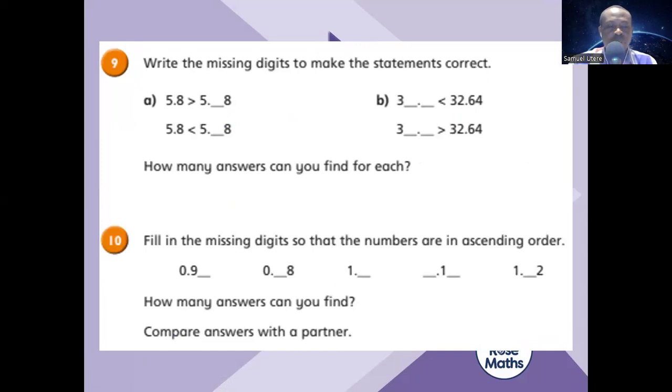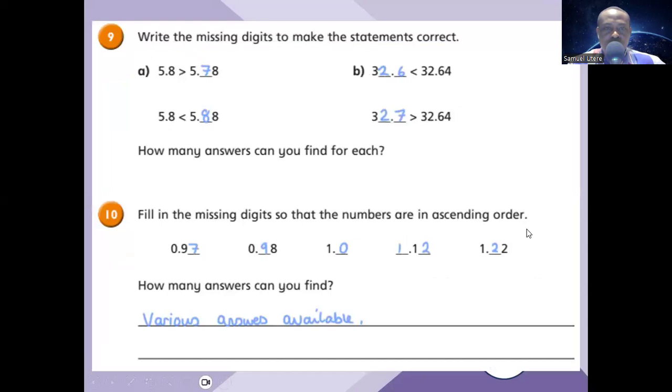Okay, pause the video and answer questions 9 and 10. You can take about 3 or 4 minutes. Here you are asked to write missing digits to make the statements correct. Here are the answers if you've paused the video and worked through them.